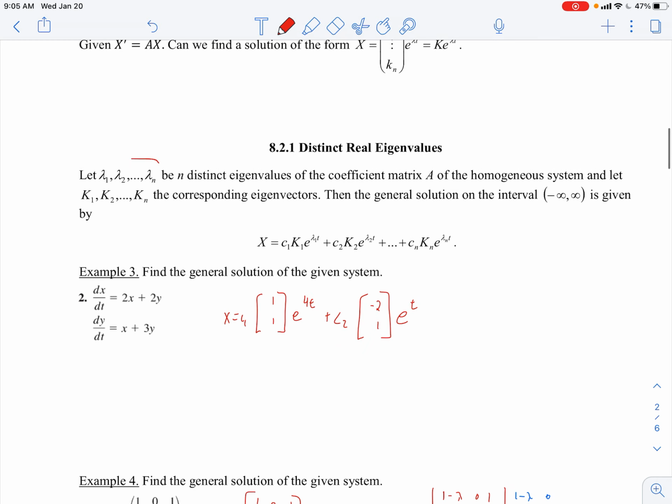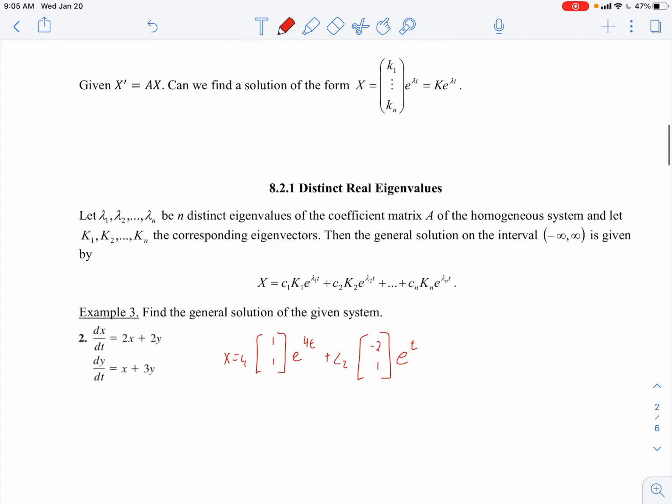Now, say we have a bunch of lambdas, all right? So distinct real eigenvalues. Let n be distinct eigenvalues. So all of our eigenvalues are different. I'm going to pause here and make this the second video.